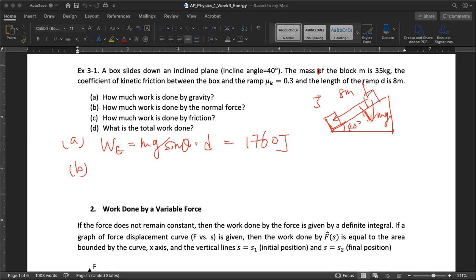Normal force is perpendicular to the surface. On the other hand, it's perpendicular to the displacement. So, well, 0, right? That component doesn't do work because it's perpendicular all the time. Part C, how much work is done by the friction?